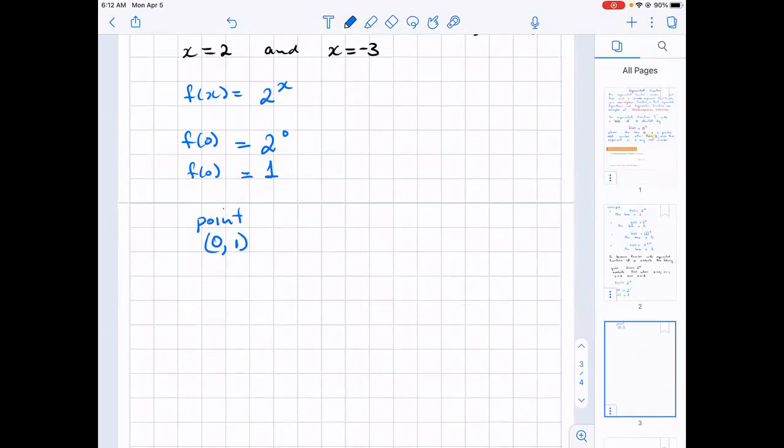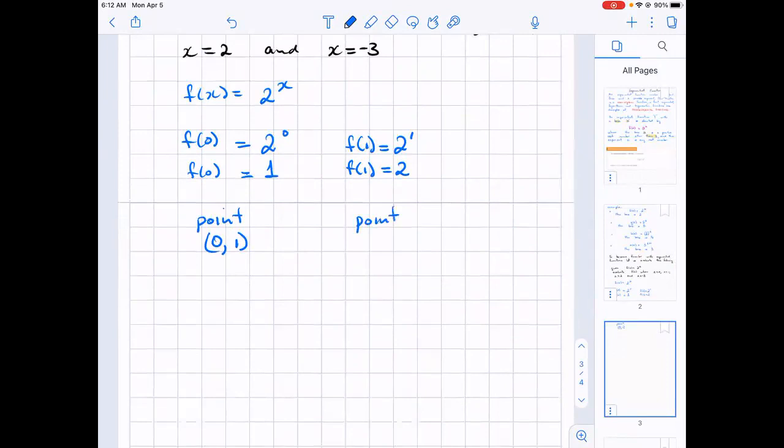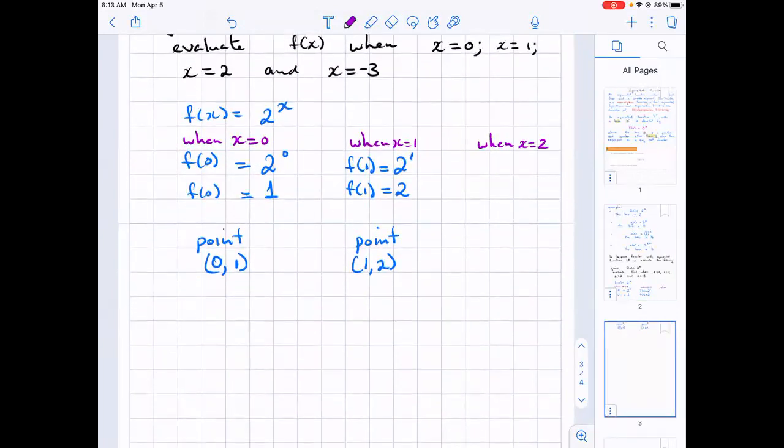Likewise, what is f when x is equal to 1? f of 1 will be 2 raised to the power 1. Therefore, f of 1 is equal to 2. And if you want to write that as a point, that will be (1, 2). Now, what happens when x is equal to 2? We have f of 2 will be 2 raised to the second power, and that becomes f of 2 is equal to 4. So our point is (2, 4).